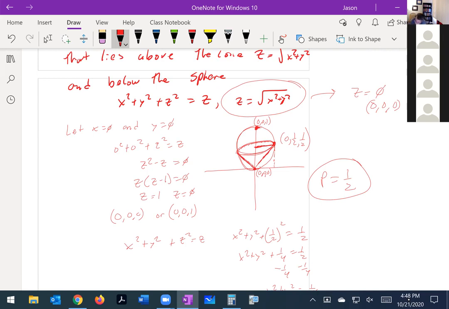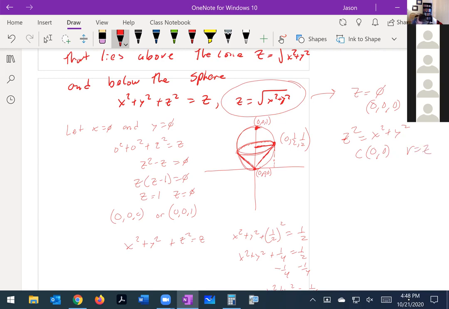Well, let's think about it this way. Let's square both sides. Let's go z squared equals x squared plus y squared. That's reminiscent of the equation of a circle, right? So this is a circle centered at 0, 0 with radius z, right? With radius z.